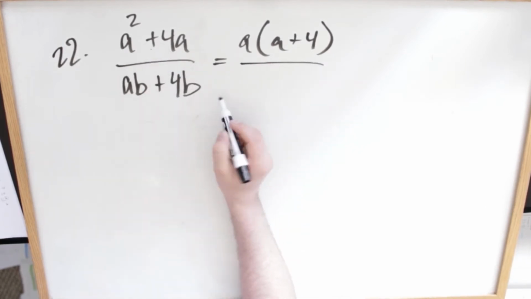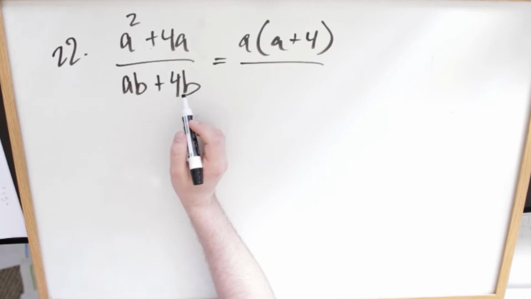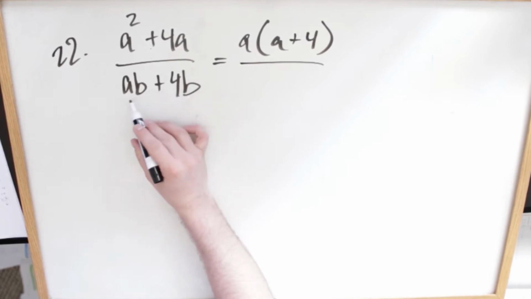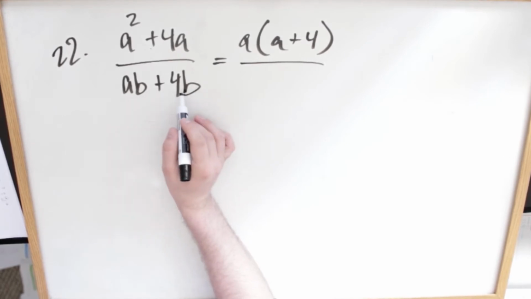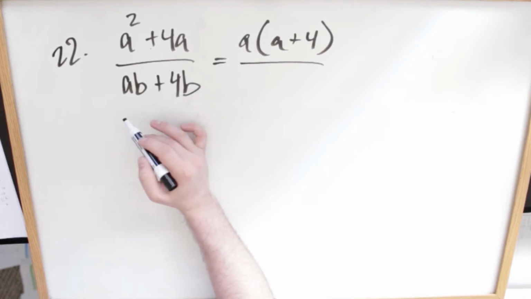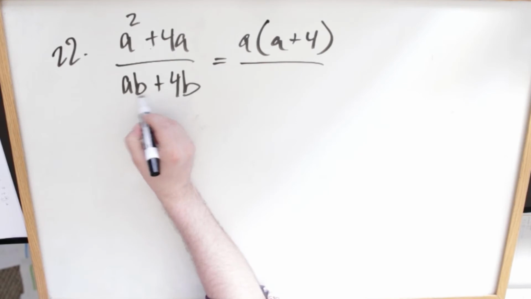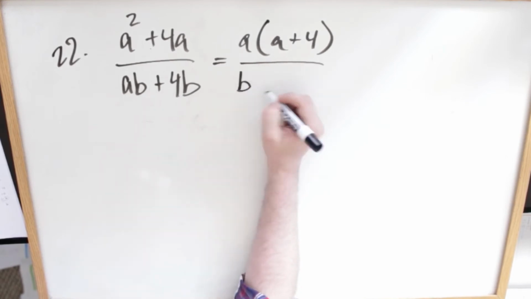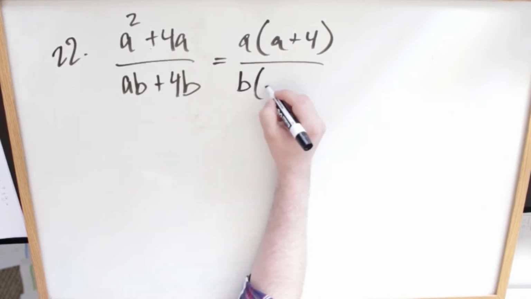And again, if you want to check yourself, you can multiply this across, and you'll see that it equals that. Now we're going to do the exact same thing here. The only difference is that we've got an a times ab, and the second piece is a 4b. So the b part, we can pull that out in front, since this is in both of those pieces. Again, we're just looking for what's in both pieces.